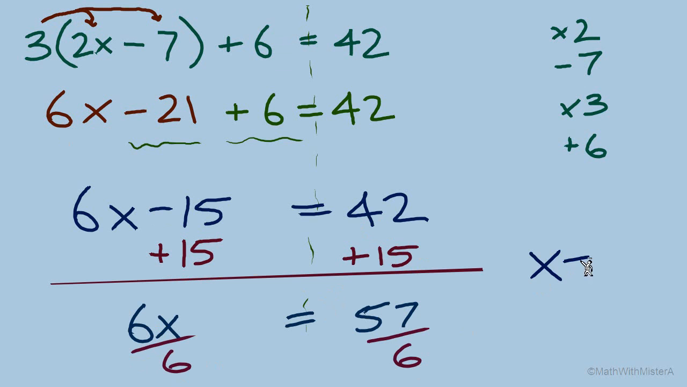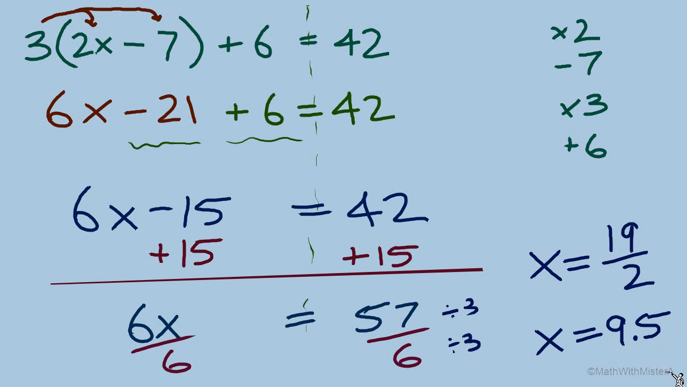I usually prefer to keep an answer that is a simplified fraction, if it's in fraction form. 57 doesn't divide evenly by 6, but these numbers are both divisible by 3. So we could simplify this to 19 over 2. It's fine as a decimal also, 9.5. So our approach with equations is look at each side of the equation one at a time.